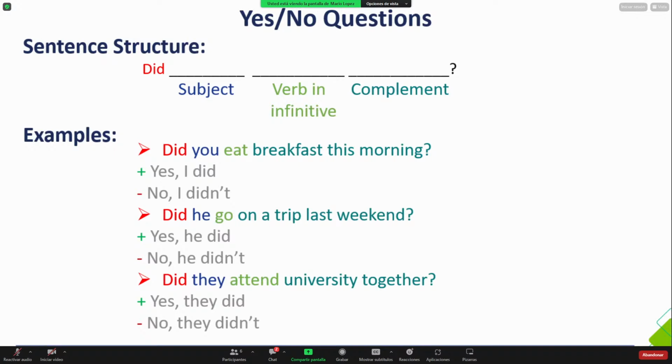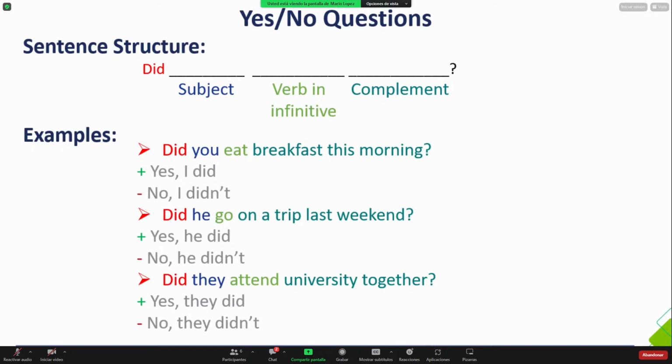For example, did you eat breakfast this morning? ¿Comiste o desayunaste esta mañana? If the answer is positive, we use yes, I did. Si la respuesta es afirmativa, usamos yes, I did. If the answer is negative, si la respuesta es negativa, we use no, I didn't, or no, I did not. Si la respuesta es negativa, usamos no, I didn't, o no, I did not.